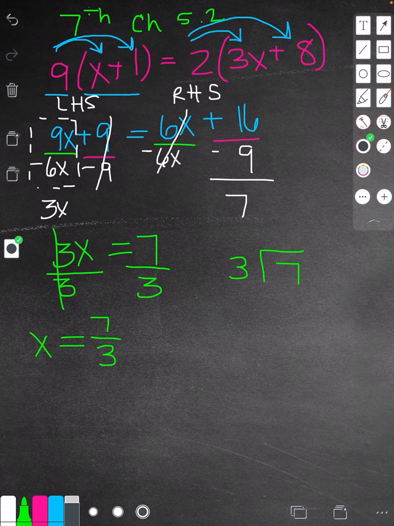7 can have 2 groups of 3, 2 full groups of 3. That means that we're using 6 of whatever it is that we are counting. 7 minus 6 is 1. We are left with 1 out of 3 needed for a whole. So x actually equals 2 1/3.